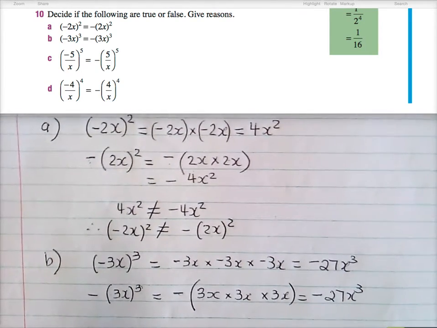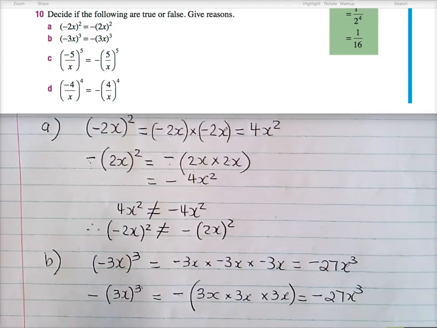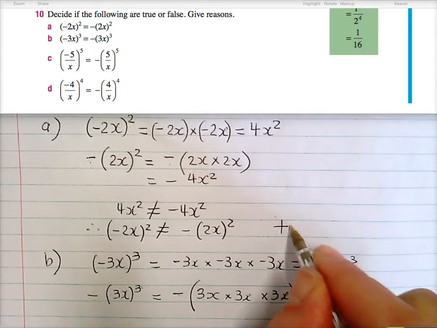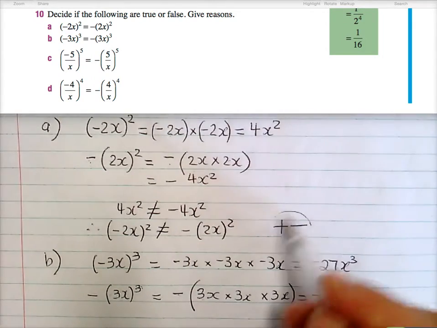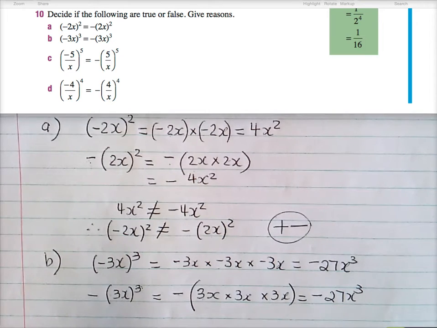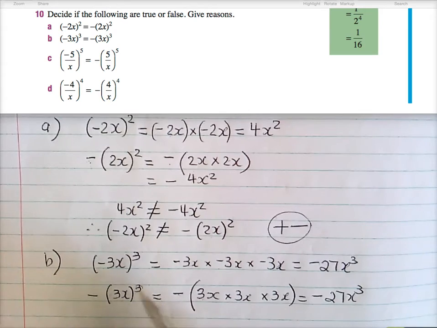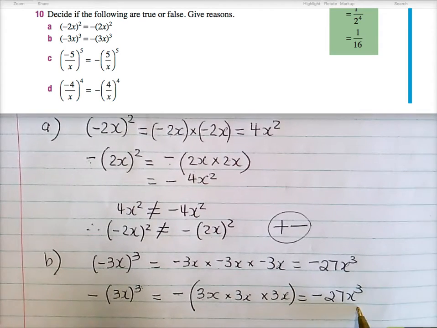Why? It's got to do with the powers. 10A is squared. When you square a negative, you get a positive. In 10B, it's cubed, but a negative times a negative times a negative is negative. You know how I'm going minus, minus, minus? Watch. Minus, minus, minus. You end up with a negative if you do 3 negatives multiplied by each other. That's why B works, because you've got the negative. Negative times negative times negative will give you a negative. 3 cubed is 27, x cubed is x cubed. You'll get a negative on this side as well.